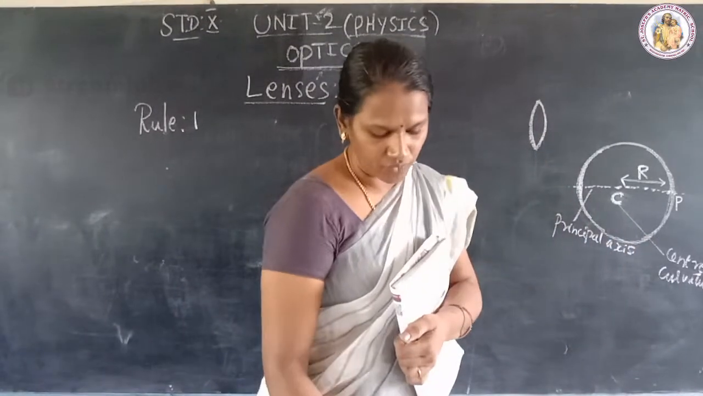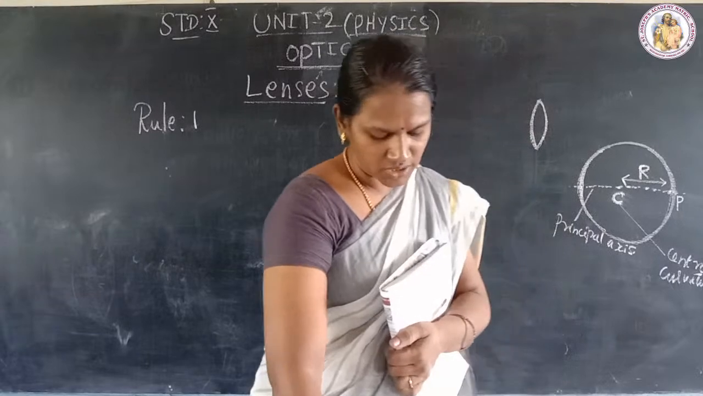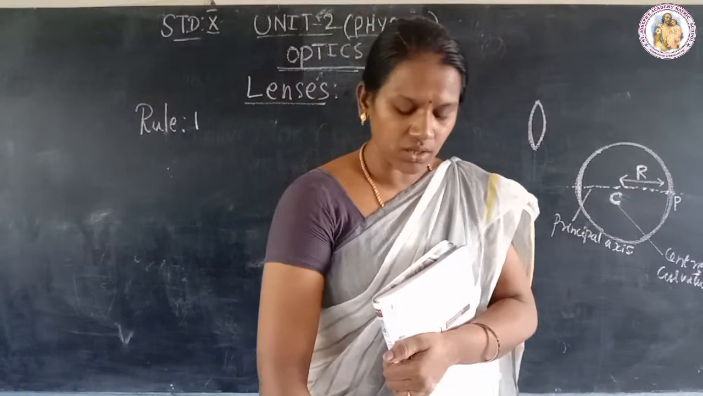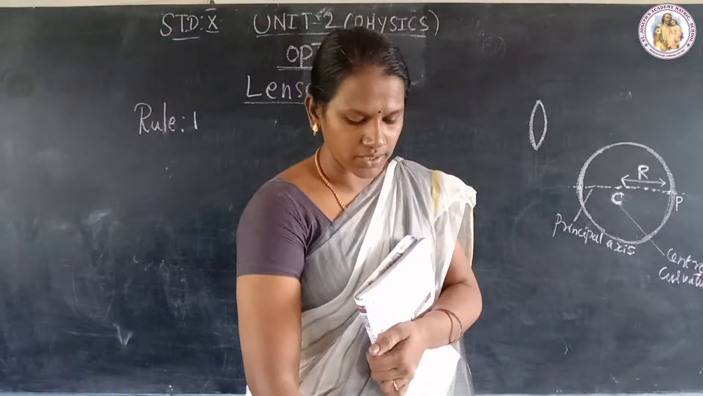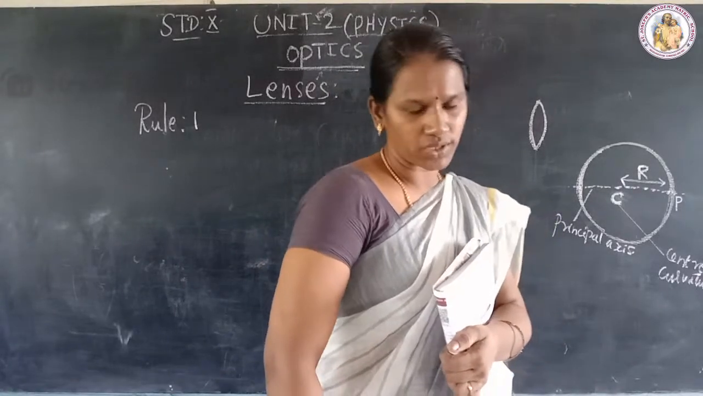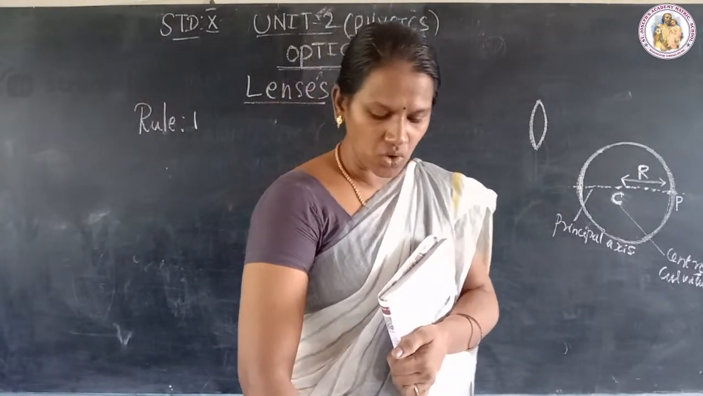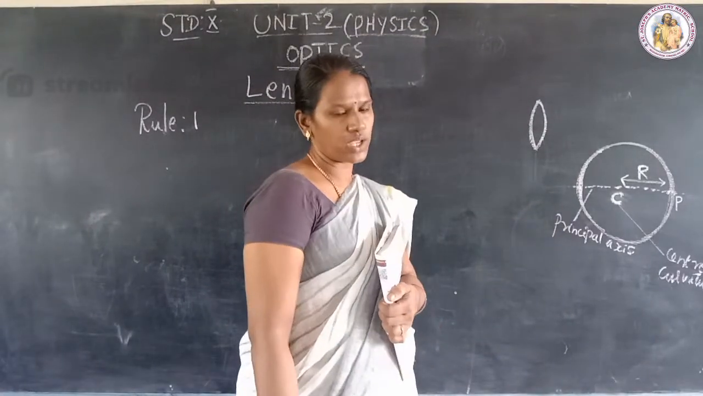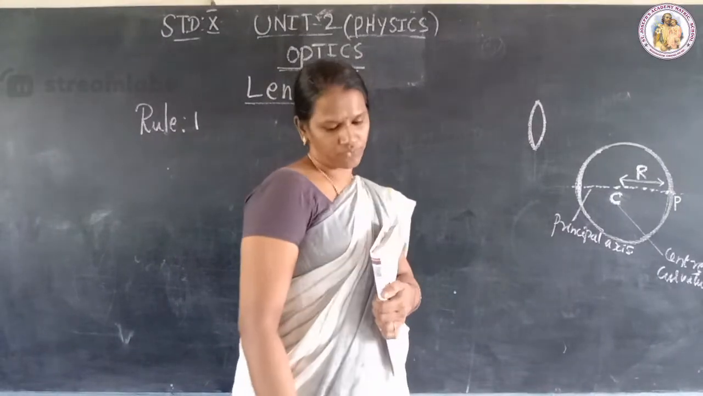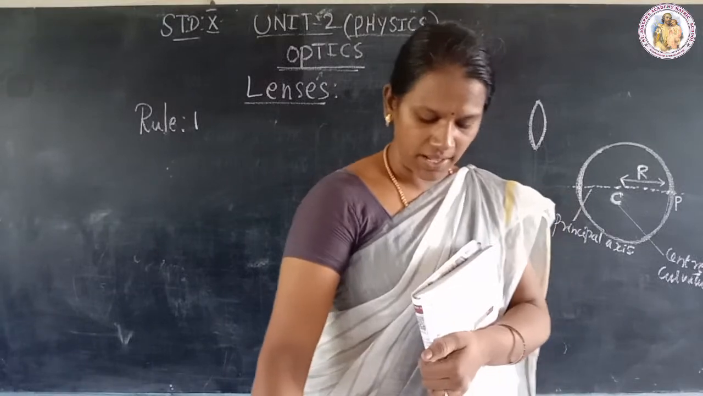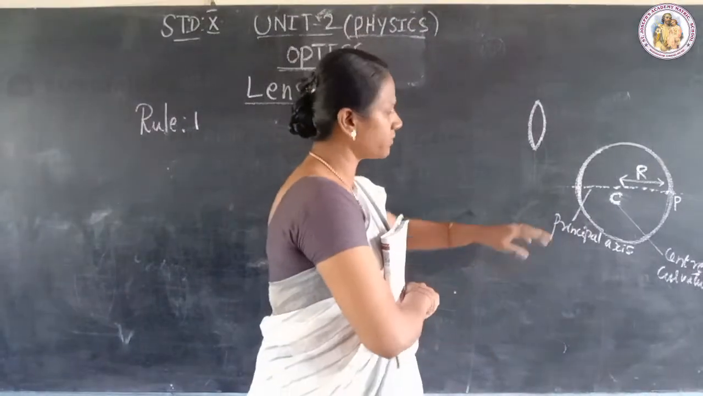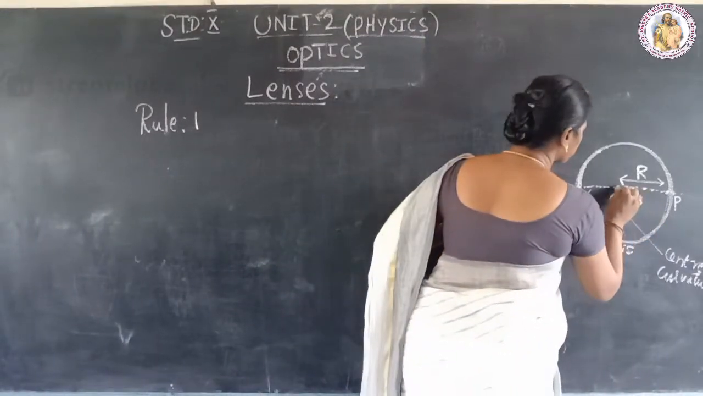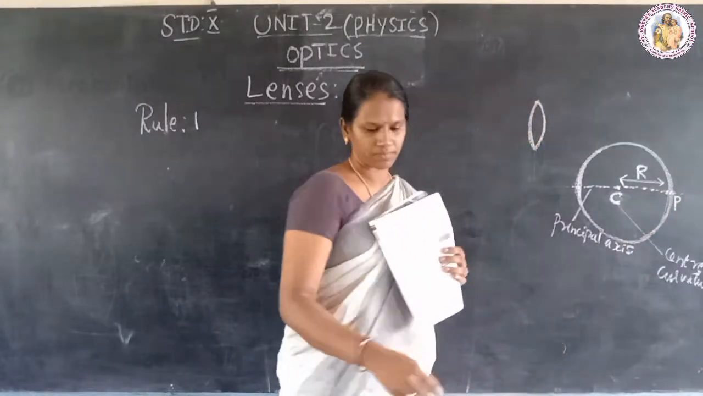Next we have the focus. When a beam of light is incident on a spherical mirror, the reflected rays converge at or appear to diverge from a point on the principal axis. This point is called the focus or principal focus. It is known as the focal point, and it is denoted by the letter F in the ray diagram. Then the focal length. The focal length is the distance between the pole and the principal focus.